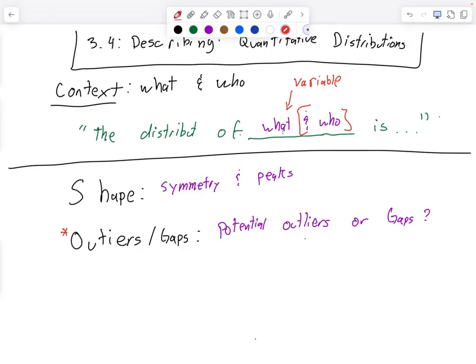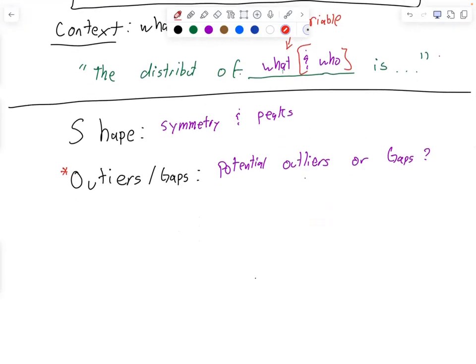to mention it. If you want to say no outliers and gaps, you can say that. But if you don't talk about it, that's okay. You only need to mention it if it is there. The next thing that we talked about was measures of center. Yes, so this is the mean or the median, or where typical is around.